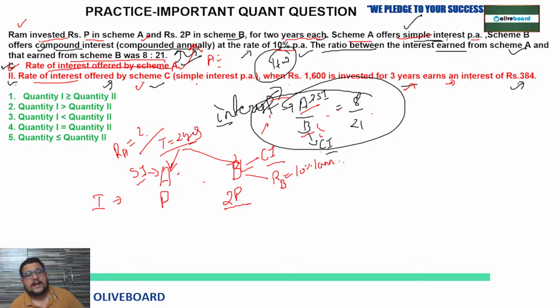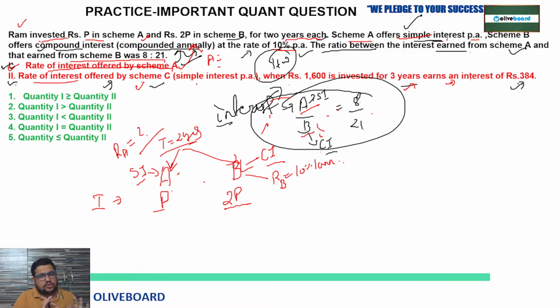So we have to find out the rate of interest. How will we find that out? Just see what they have given. P and 2P are the investments, but the amount is not given. So if you want to imagine, you can even take it as 100, 200, whatever you want, because no specific amount is given here.